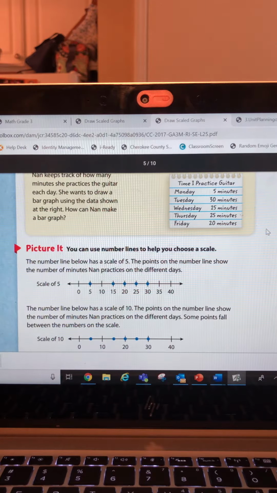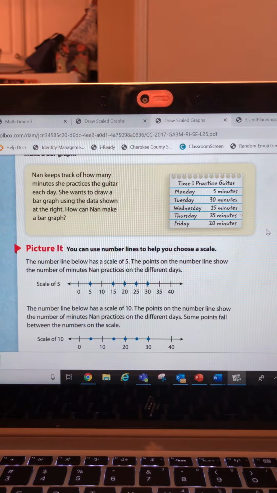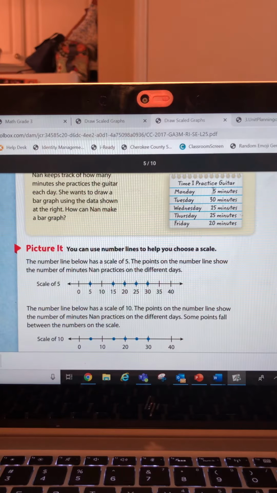So we're gonna go through the same process of choosing a scale that we do when we create our pictographs. With our pictographs, I typically try to find a pattern, and normally you can find a skip counting pattern in the data. So her numbers are 5, 30, 15, 25, and 20. I look at that and I notice the pattern of skip counting by fives.